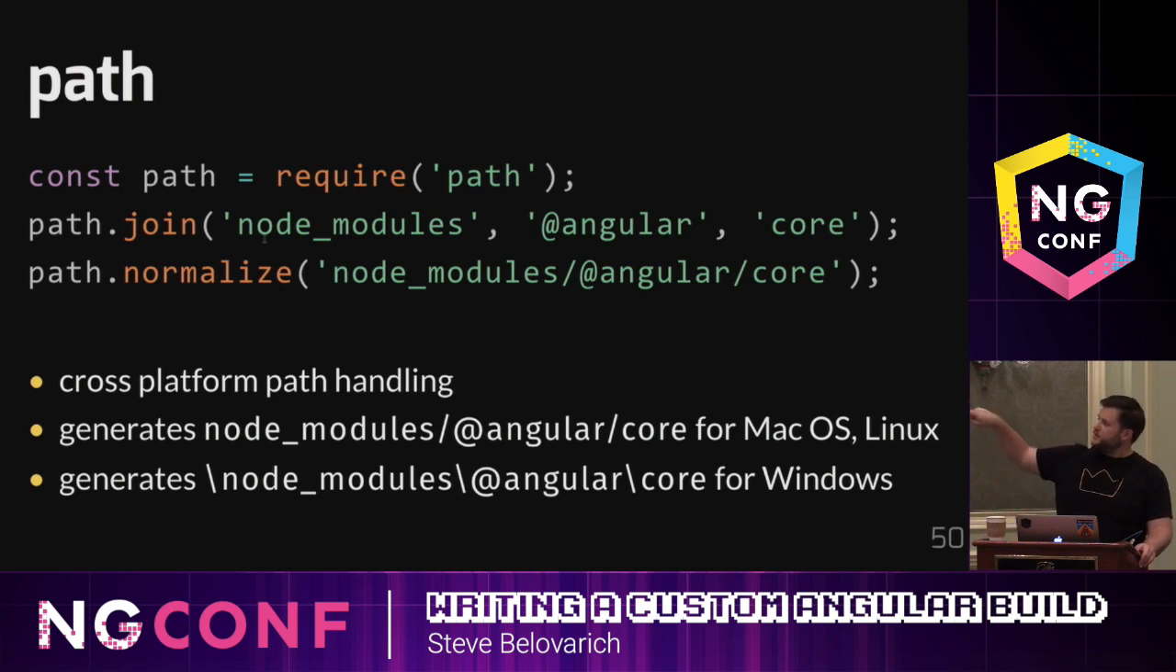So these two methods, join and normalize, do the same thing. They're just two different ways of doing it. You can use the method you prefer. I kind of like join more than normalize, but sometimes you can use one or the other when it suits the problem. So if you use path.join and you pass in node_modules, comma, angular, comma, core, that's going to write node_modules/angular/core.